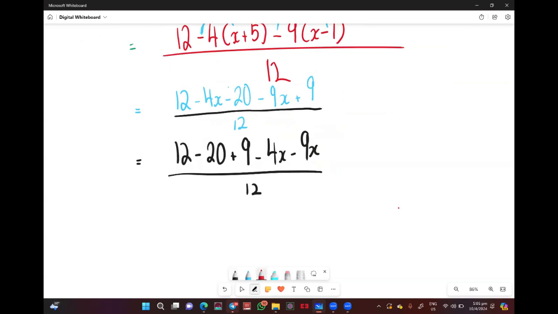So what exactly is 12 minus 20? We know that becomes negative what? 12, I move back 20, so negative 32. Negative 32 plus 9, okay, you can solve it over here. You get negative 23. Minus 4x minus 9x, that means I'm moving further away from my 0. So minus 4 minus 9, basically that is negative 13x over 12. And therefore, this is your answer for this question.